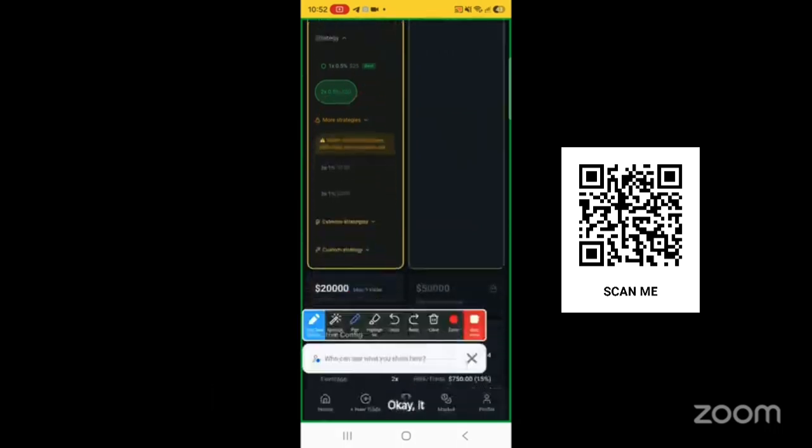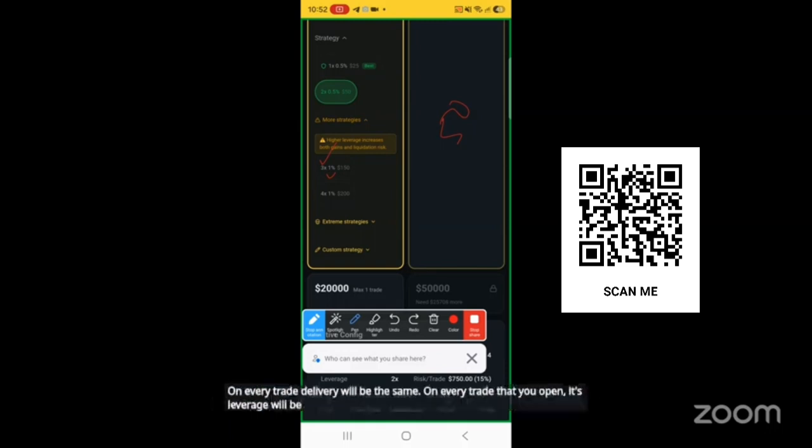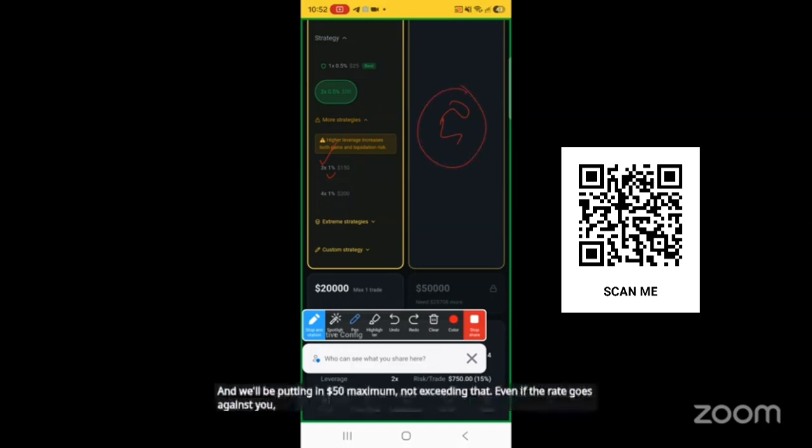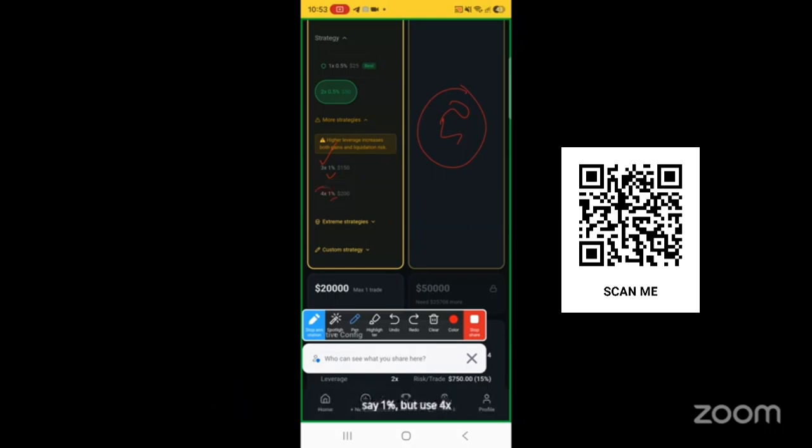It shows you there is one for 1%, which is now $50, but using 3x leverage. On every trade that it opens, the leverage will be the same, and it will be putting in $50 maximum, not exceeding that. Even if the trade goes against you, it's going to put in that and that only. Or you can say 1% but use 4x leverage. Still the same thing, 4x leverage by putting in $50 at a go.